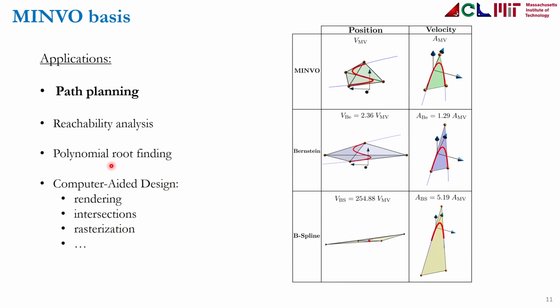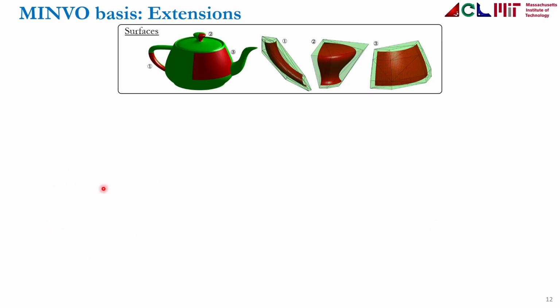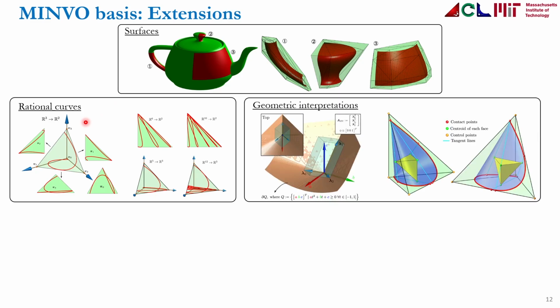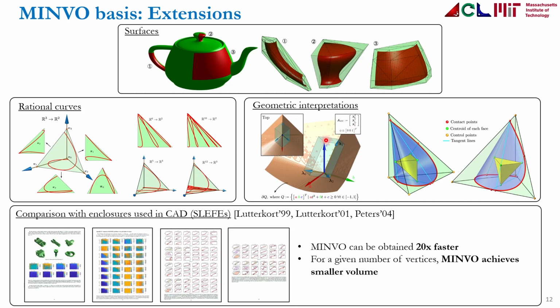perform rasterization. And related to this last point, we actually developed quite a lot of extensions of this MINVO basis, where we applied it to surfaces, to some rational curves as well, so not just polynomial curves, but also some rational curves. We also developed some beautiful geometric interpretations of the problem that the MINVO basis is trying to solve. And then we compared it with another state-of-the-art method called sleeves that is extensively used in CAD.